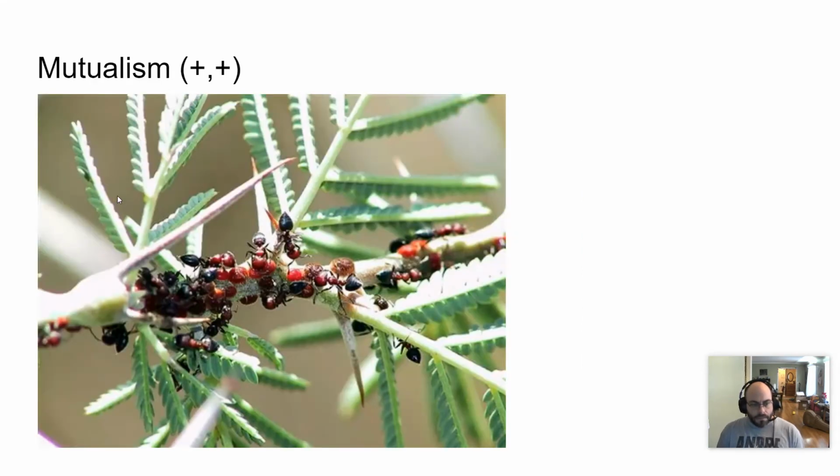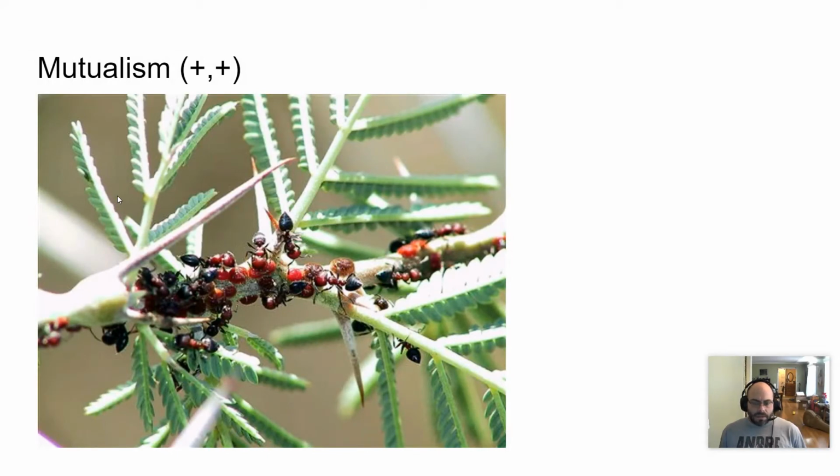Mutualism is the opposite of that. Mutualism is a plus plus interaction, in which both species benefit from this interaction. Here's a picture of ants on an acacia tree. Acacia trees actually produce these little bits of sugar for the ants to harvest. And so the tree is producing something, and the ants will actually farm these little bits, which is just incredible.